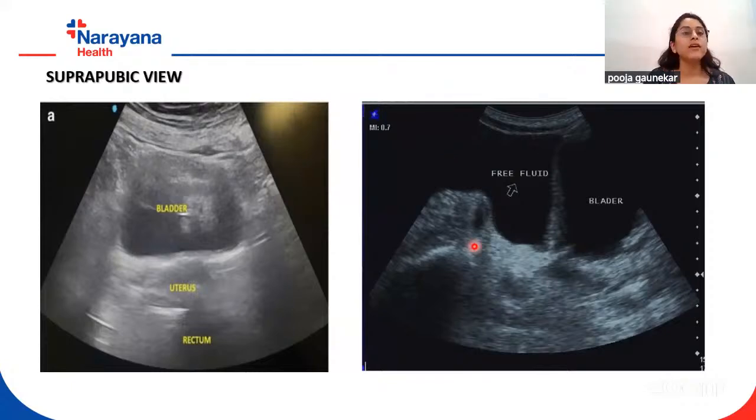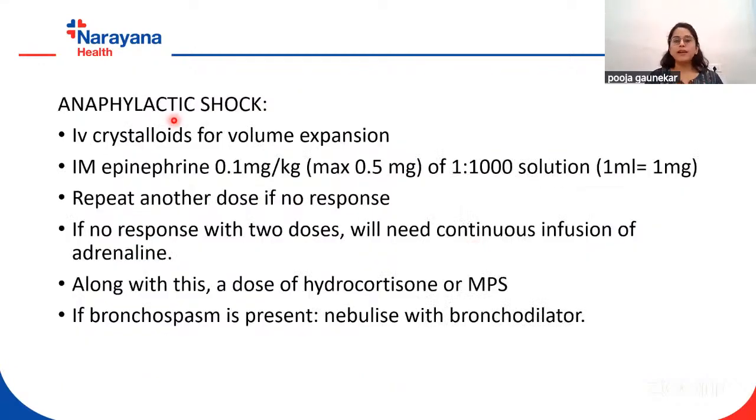Coming to the last slide, anaphylactic shock. So if a child comes to you with anaphylactic shock, anaphylactic shock is a type of distributive shock. So you will give crystalloid for volume expansion. IM epinephrine dose will be 0.1 mg per kg. Dilution of 1 in 1000, that is 1 ml is 1 mg of adrenaline. Max dose is 0.5 mg.